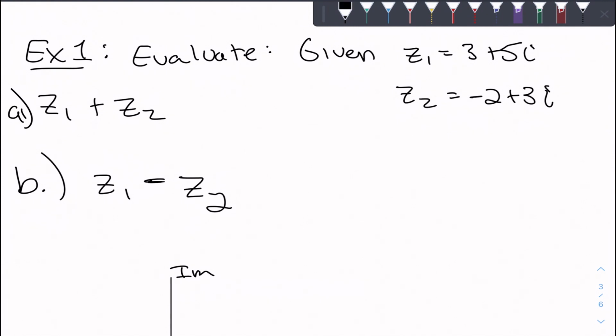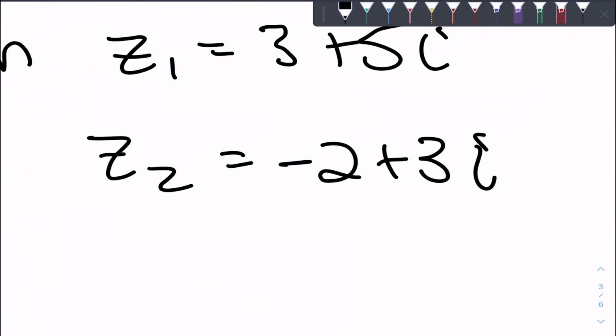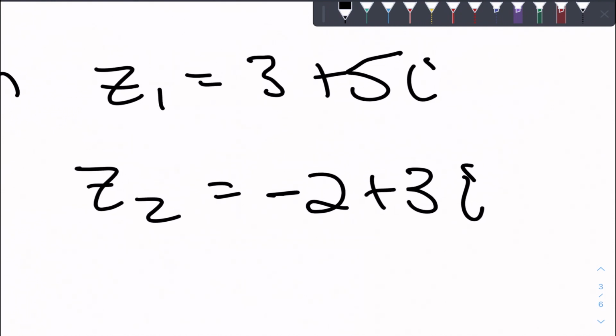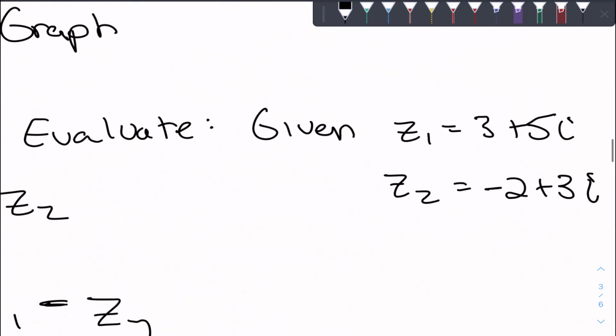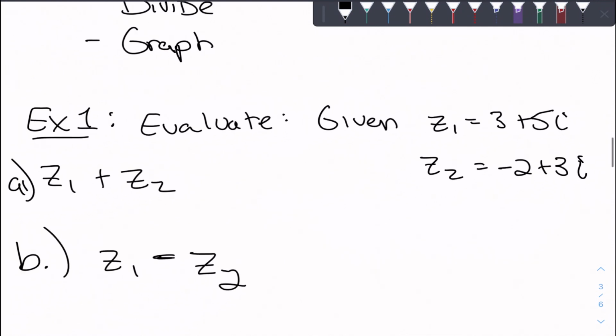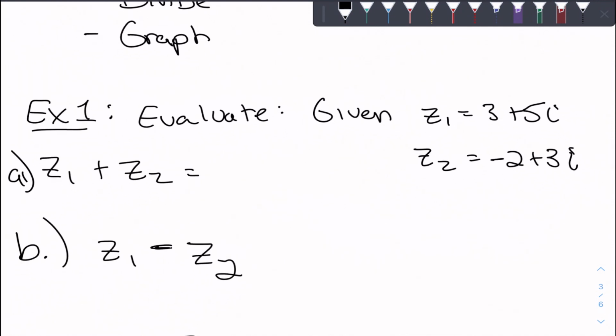If we are given two complex numbers, 3 plus 5i and negative 2 plus 3i, if I wanted to add them, what I'm saying is we have the real components, 3 plus negative 2, plus my imaginary components. And so 3 plus negative 2 is negative 1, and 5 plus 3 is 8i.